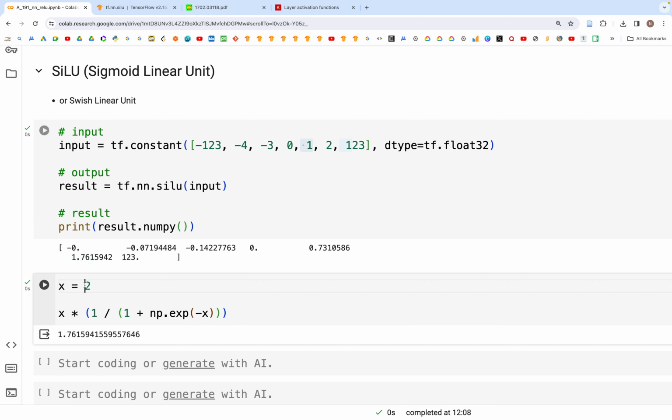If we change this value and make it a large negative value, this would approach 0. So pretty small value, close to 0. And if we have this as positive number, the value is as it was 1, 2, 3. So that's how the sigmoid linear unit or swish linear unit works.